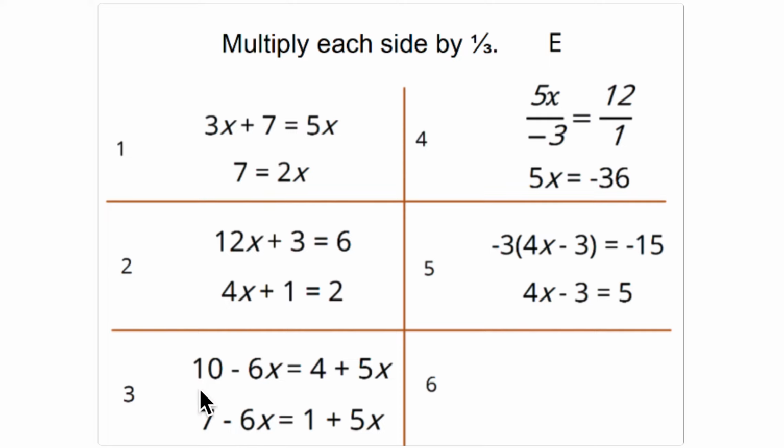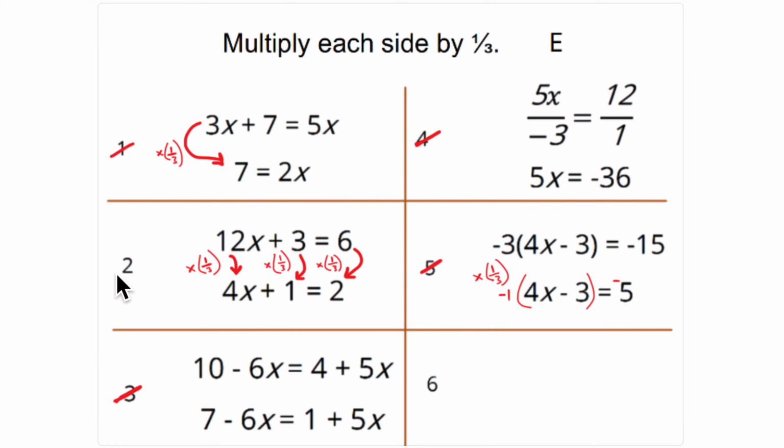1/3 of 10, that doesn't work. This is a -1/3 here, so that doesn't work. And 1/3 of a -3, that doesn't work. 1/3 of -12x is going to give you a -4x minus 3. And 1/3 of -15 is going to give you a -5. So that one doesn't work. So the one that is correct is number 2. Take 1/3 of each of these terms, you get this next step. 4x plus 1 equals 2.